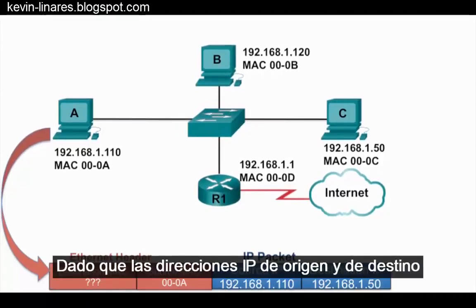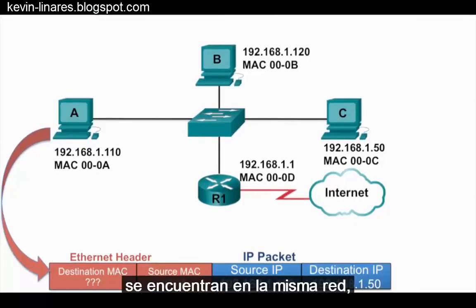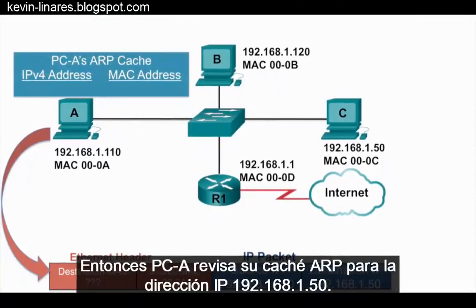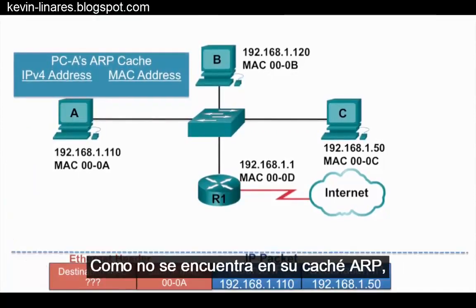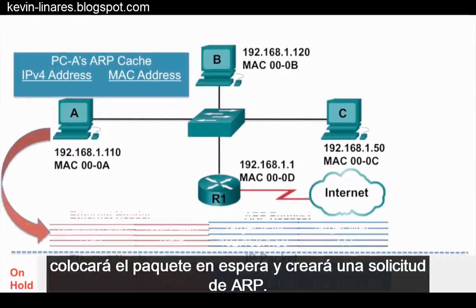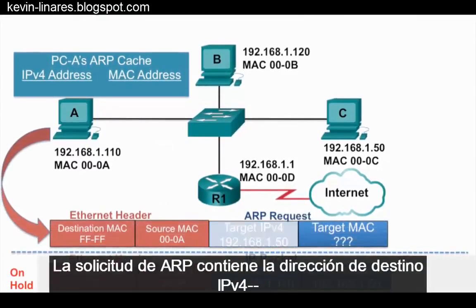Because the source and destination IP addresses are on the same network, the destination MAC address will be that of the destination IP address of PCC at 192.168.1.50. So PCA checks its ARP cache for the IP address 192.168.1.50. Because it is not in its ARP cache, it will put the packet on hold and create an ARP request. The ARP request contains the target IPv4 address.